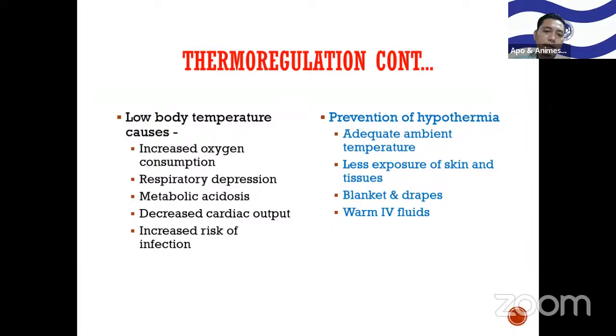So for maintaining normothermia and prevention of hypothermia in the OT room, we need to have an adequate ambient temperature. For example, we can switch off the ACs, and use a heater, room warmer, air blower, and so on. We should also reduce exposure of the skin and tissue by wrapping them with blankets or plastic drapes so that heat loss is less. We can also use warm IV fluids to maintain the body temperature.